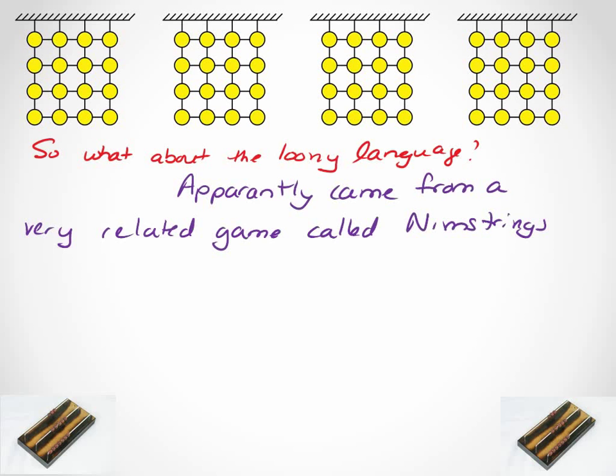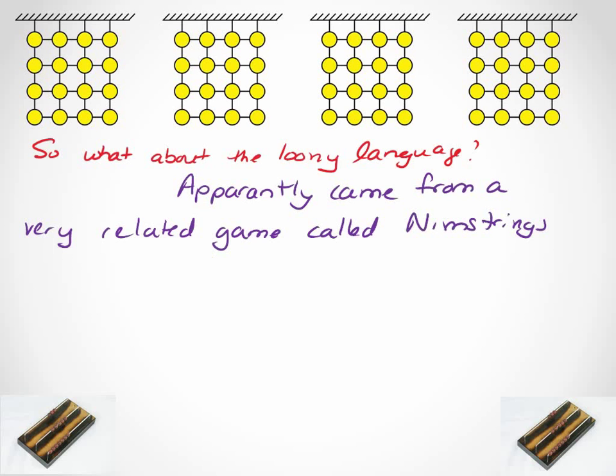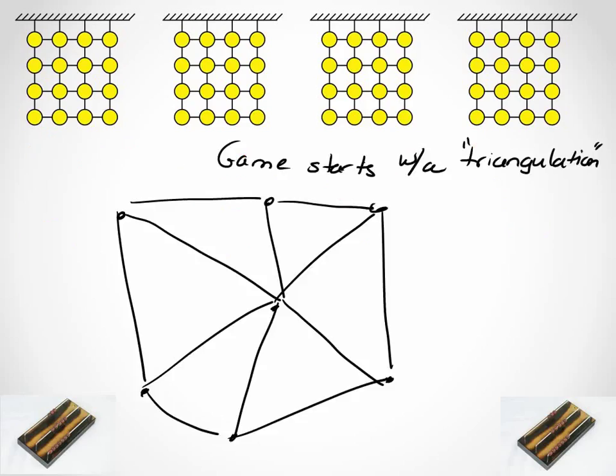So what about this loony language? Apparently this language actually comes from a different game called Nim Strings, which is similar to these strings and coins, which I've used to decorate the PowerPoint. So it comes from Nim Strings, but when I went to the Nim String literature, it's also badly defined. So I started looking around where I might find a good definition of what they mean by loony. So I want to show you a different game.